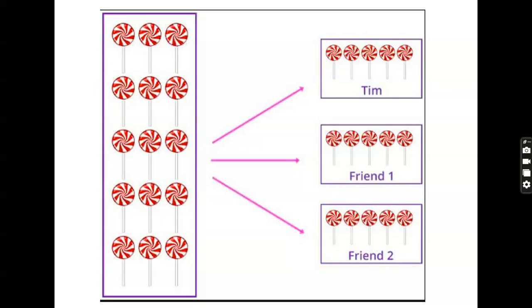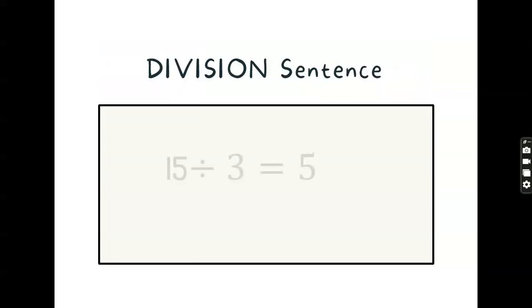15 pieces of sweets divided into 3 groups, separated into 3 groups, such that each group will have an equal number of objects, an equal number of sweet pieces. So, 15 in all, the number in all, divided by 3 groups equals 5. So, 15 is the number in all divided by the number of groups, which is 3, equals 5. The number in each group will be 5 sweet pieces. Good job.